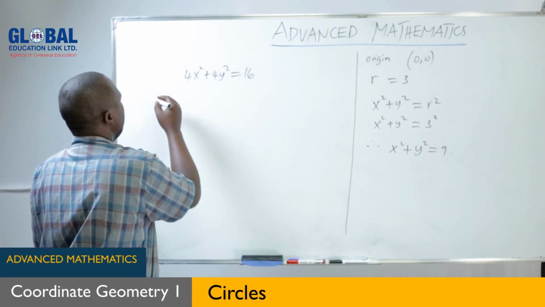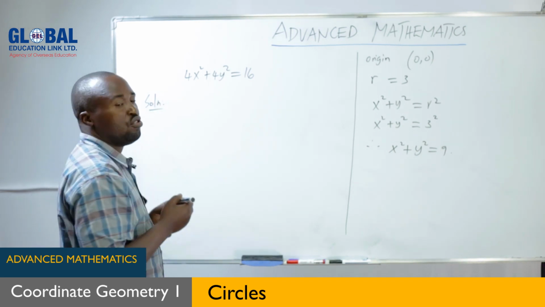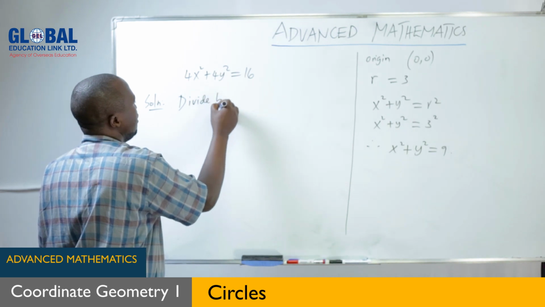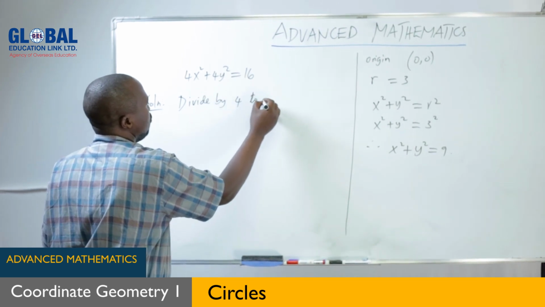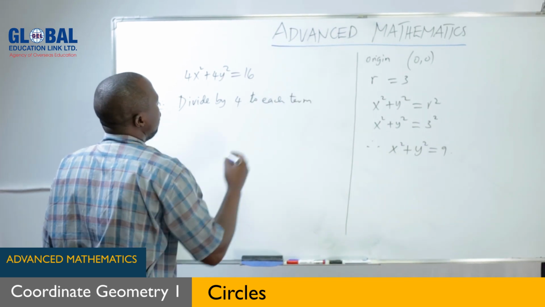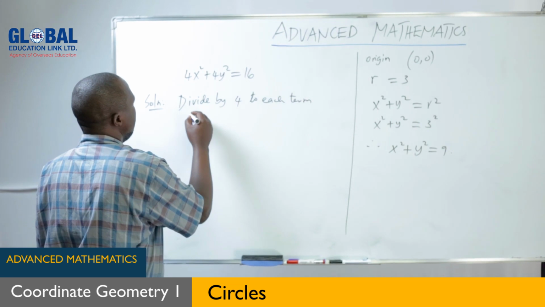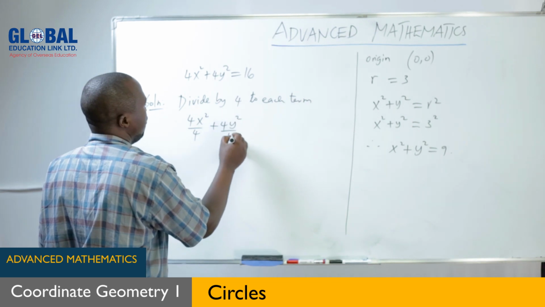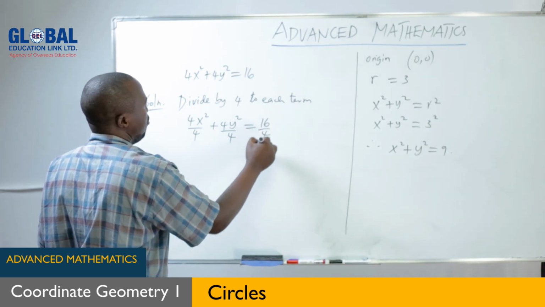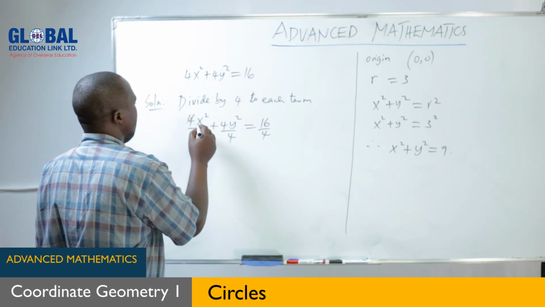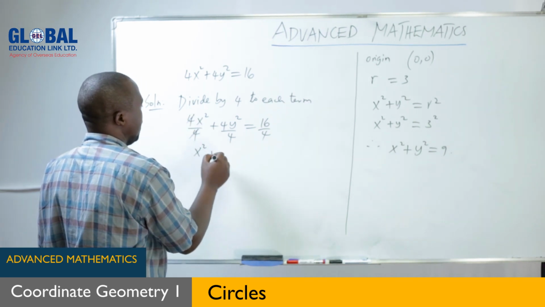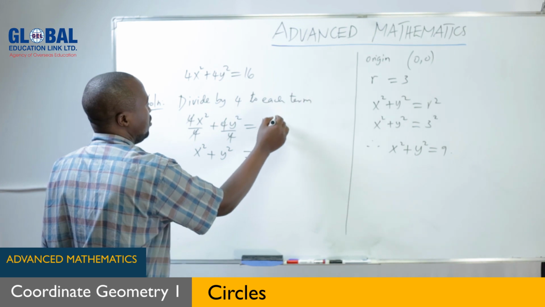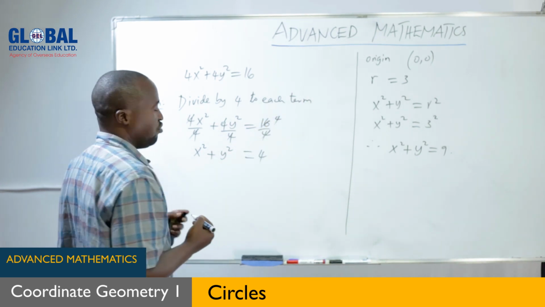So in this case, we can divide each term by 4. That means we are going to have 4x squared over 4 plus 4y squared over 4 is equal to 16 over 4. In this case, we have x squared plus y squared is equal to, 16 divided by 4 is equal to 4. So here we're going to have 4.